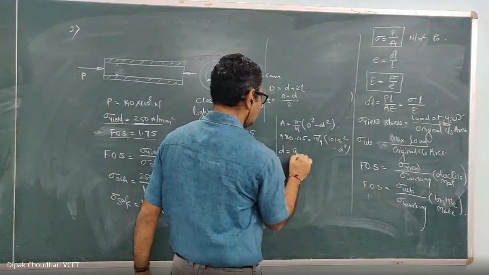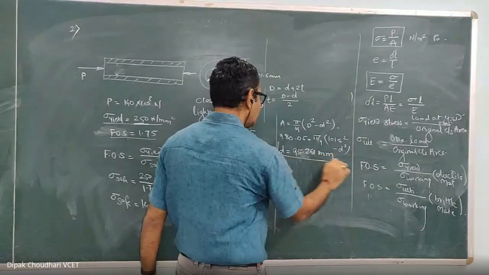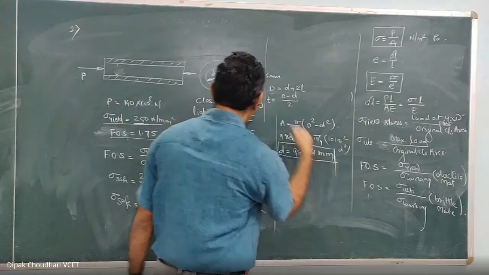95.26. 94.95, 95, sir. 95.26 millimeter. This should be the safe internal diameter corresponding to that.